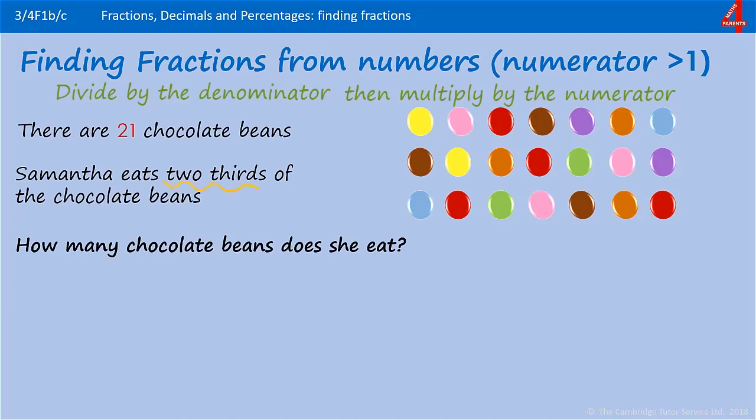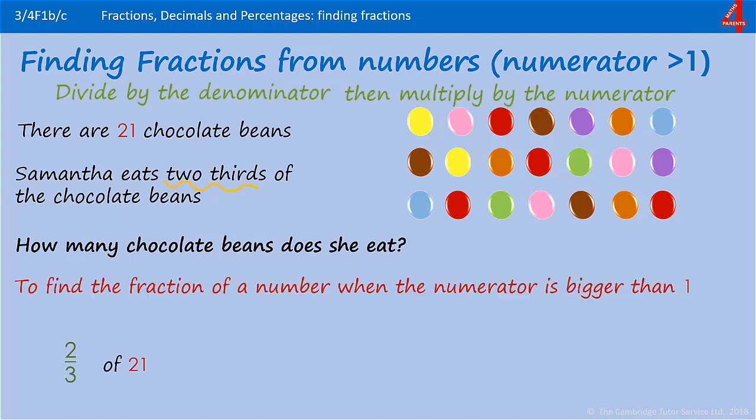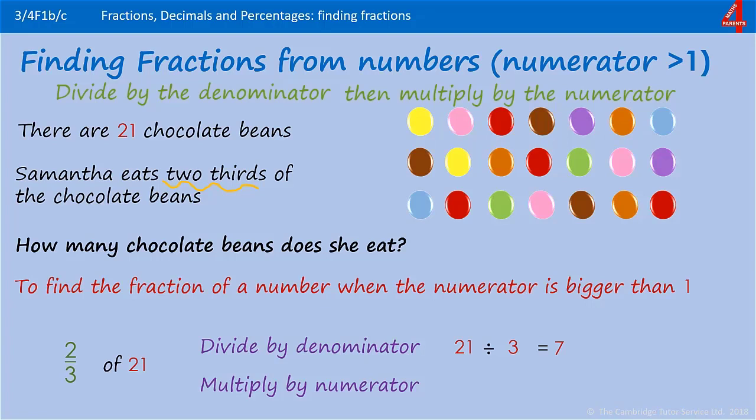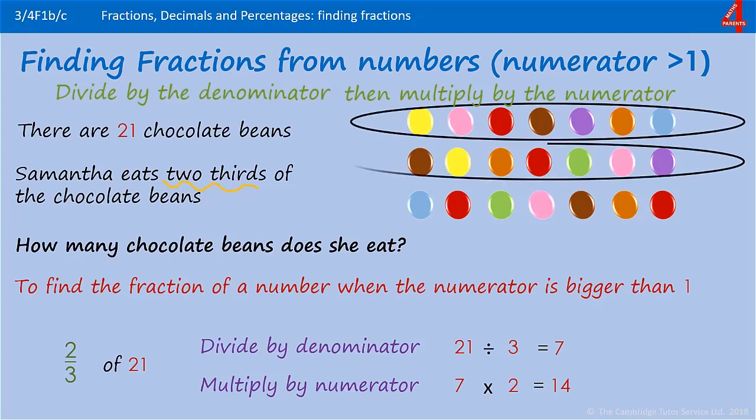We're looking for 2/3 of 21. Because the numerator is more than 1, we're going to start by dividing 21 by the denominator. 21 divided by 3 is 7. Now we're going to multiply our answer by the numerator. 7 times 2 is 14. 2/3 of 21 is 14.